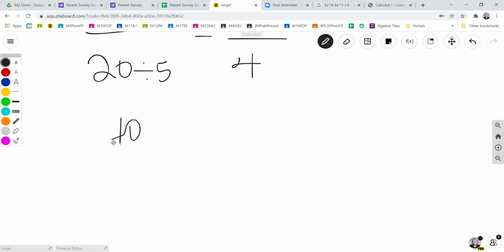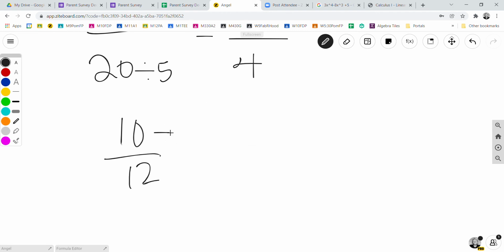Last one, 10 over 12. Well, 10 can divide by 5, but 12 doesn't. So that's not going to work. Oh, well, they're both even numbers, so I know that they divide by 2. Oh, okay. Well, 10 divided by 2 makes 5. And 12 divided by 2 is 6. My answer is 5/6.